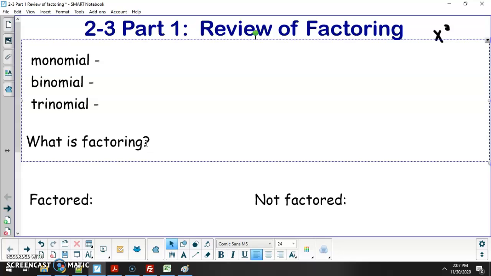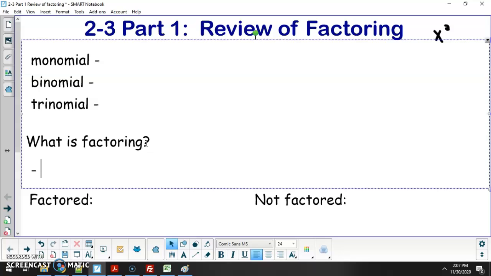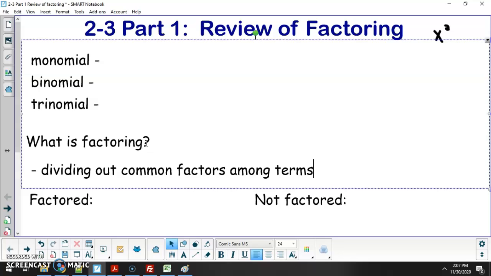So what is factoring? And we'll go and review this monomial, binomial, trinomial stuff. I'm going a little out of order, but that's okay. So factoring is basically dividing out common factors among terms. It is really reverse distributing is what you can think of it as. And for a trinomial, it's really unfoiling.